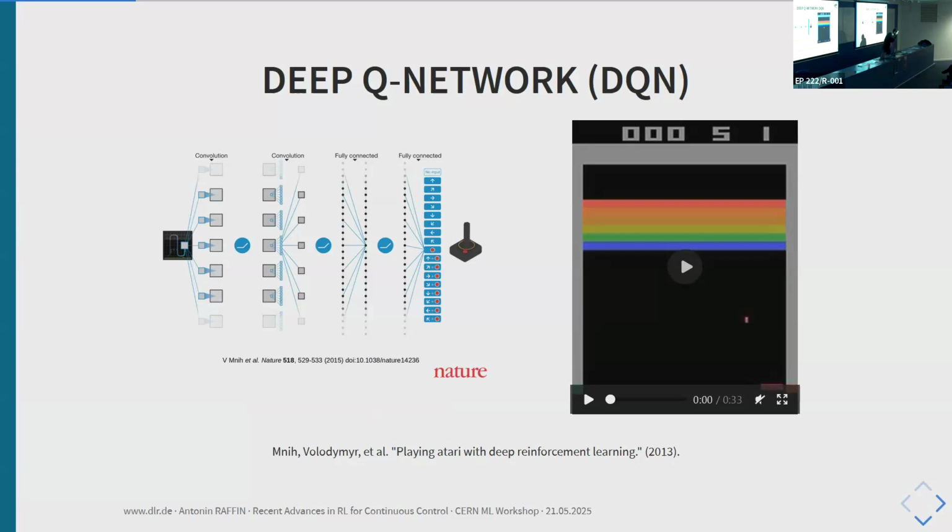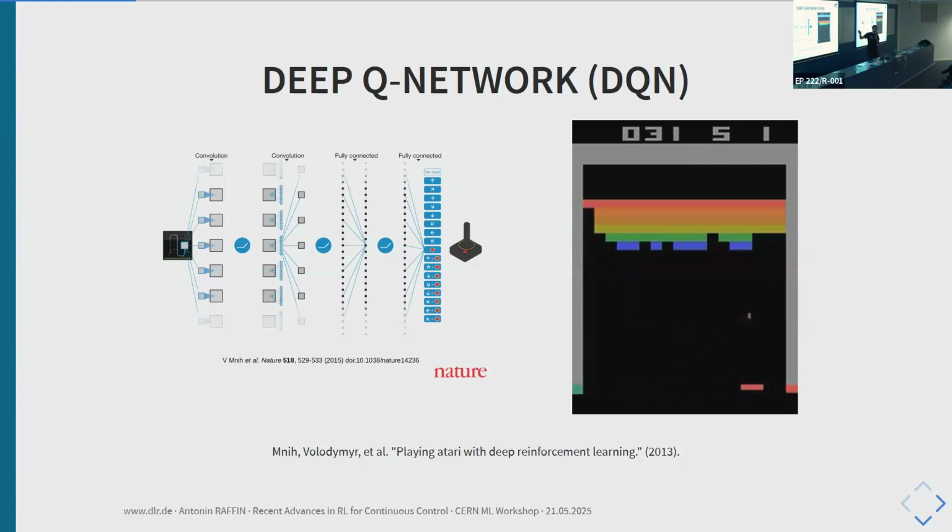a revolution because the same algorithm managed to solve a lot of different Atari games directly by interacting with those Atari games from pixels. So it received the game state, so the pixels, as input, and by interacting with its environment, it will learn to solve the different games.